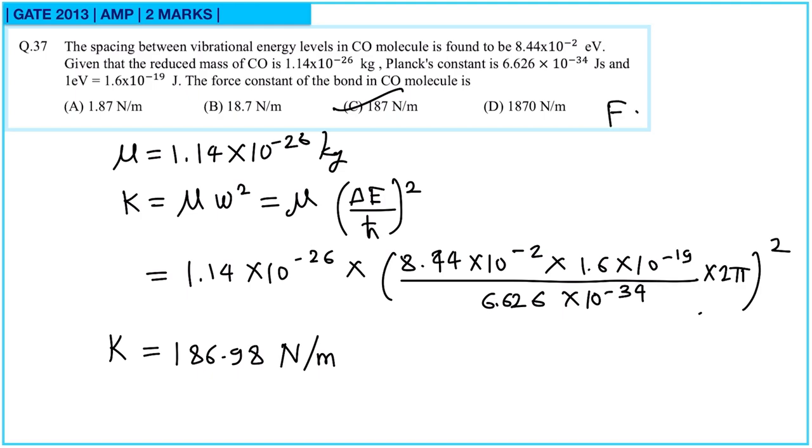See, we know F is equal to Kx, and F can be written as m into acceleration, and this will be K into x. So from here acceleration is K by m into x, which is omega square x. So from here you can write K is equal to m omega square, but here we will use reduced mass.